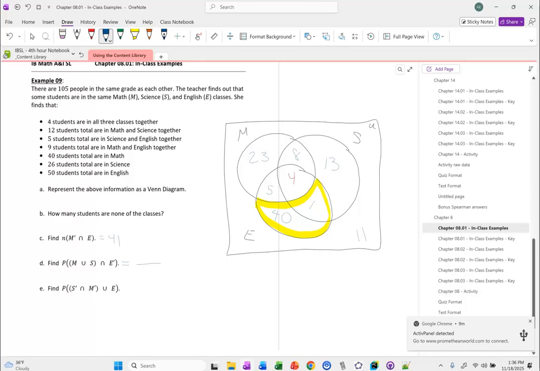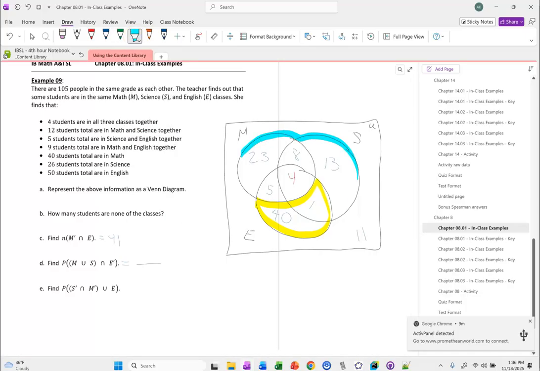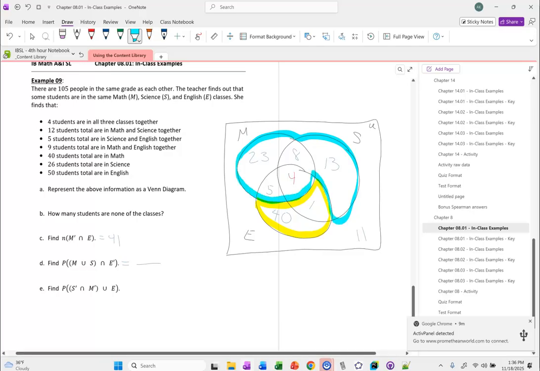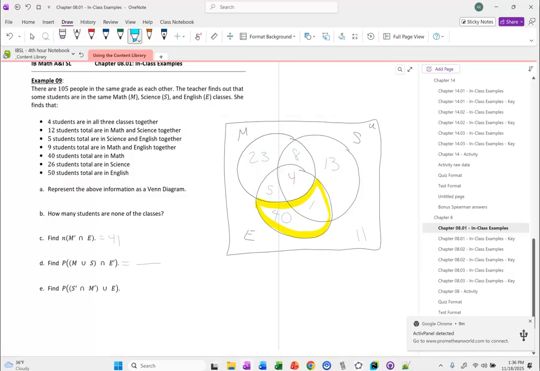So you want the things in not E that are also in M or S. 40. I added. Oops. Yeah. Over 105.